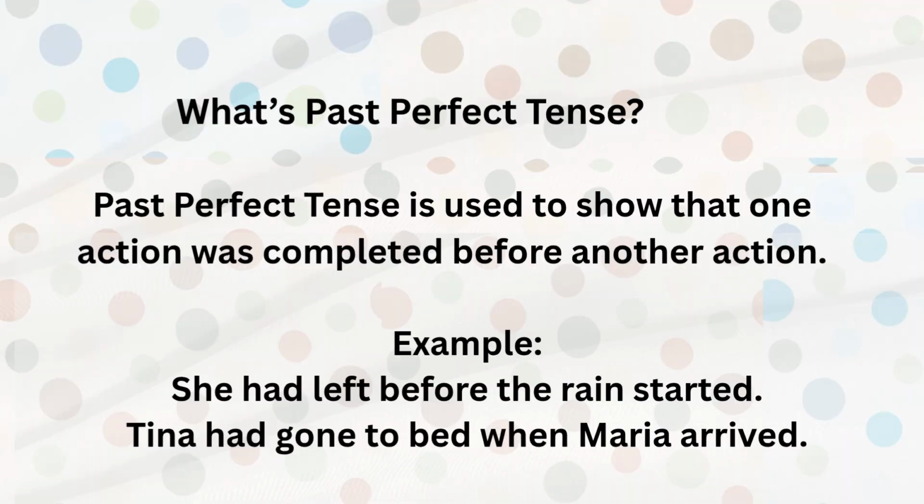What's past perfect tense? Past perfect tense is used to show that one action was completed before another action. Example, she had left before the rain started. Tina had gone to bed when Maria arrived.